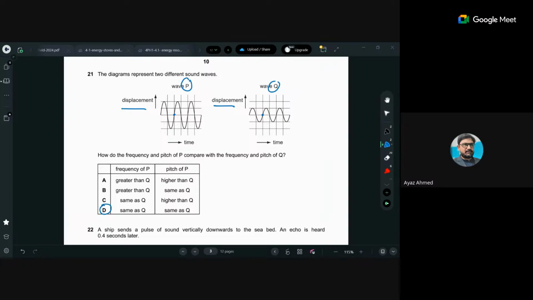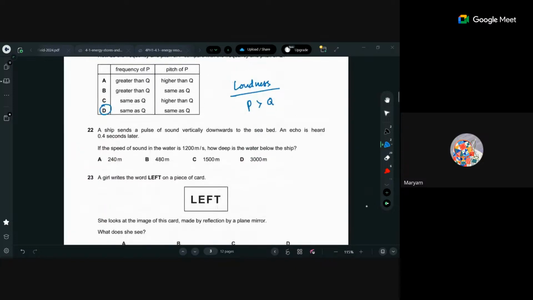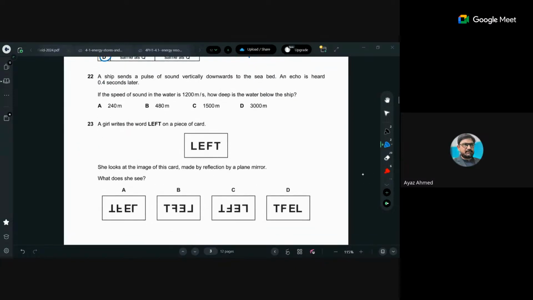But if this question is about amplitude or loudness, what would your answer be? Loudness of P is greater than loudness of Q, isn't it? Am I right? Yeah, it is.